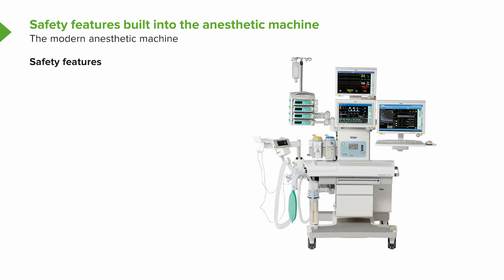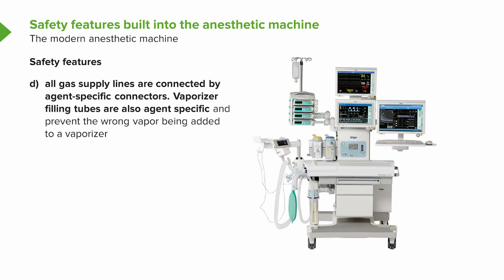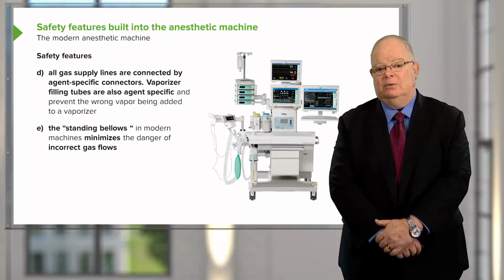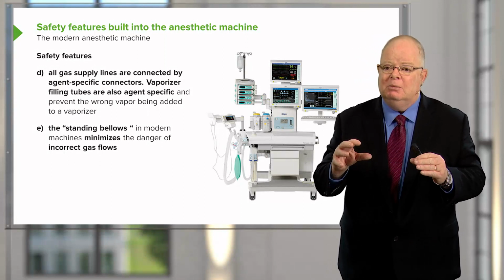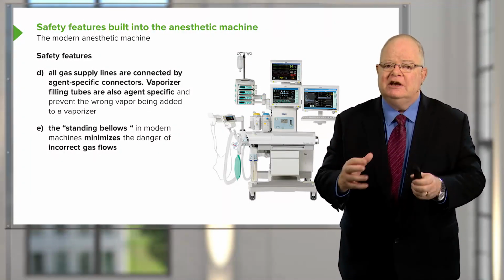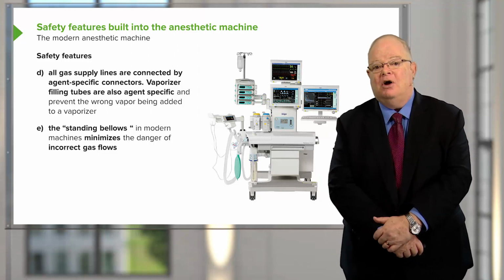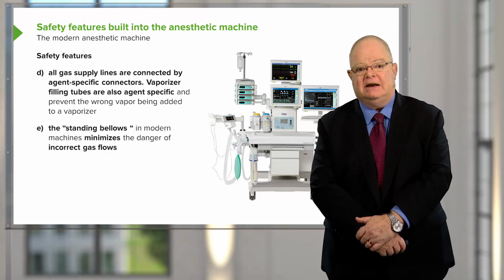So in addition to the safety features I've already mentioned, all gas supplies that are connected to the anesthetic machine have agent-specific connectors. And vaporizers, which can run out of anesthetic liquid during an anesthetic and need to be refilled, can only be filled by the specific agent that they're designed to manage. The standing bellows in modern anesthetic machines minimizes the danger of incorrect gas flows. At one time, we had hanging bellows that could actually function in the absence of oxygen, and that was a major risk. Now they can't.